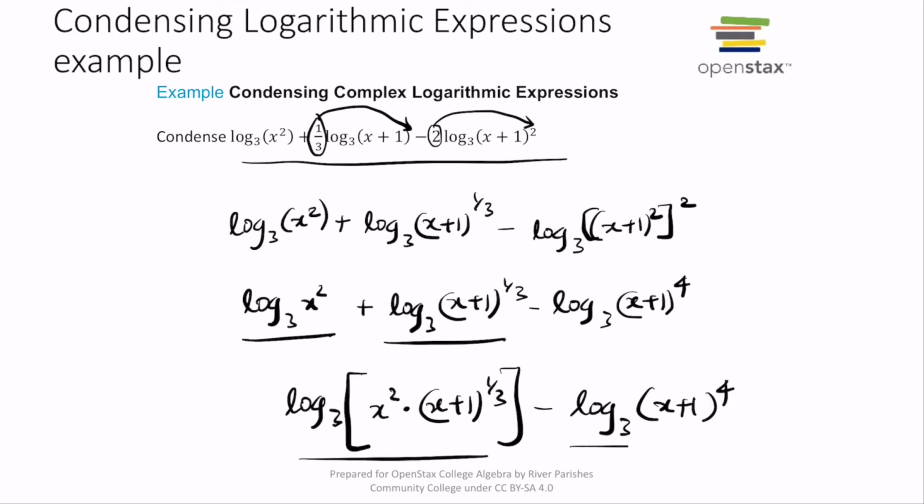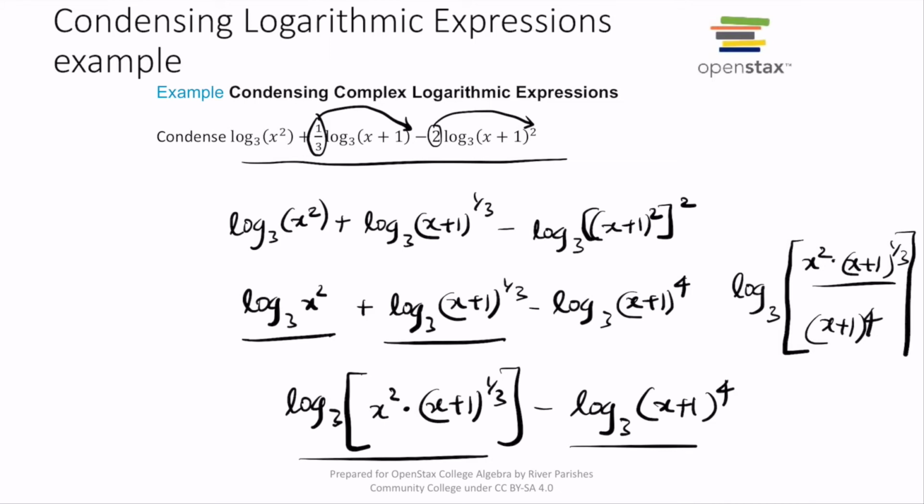Notice that these two are subtracting each other, so use the quotient rule, so that becomes log base 3 of x square times x plus 1 whole to the power 1 by 3 by x plus 1 whole to the power of 4. So this is your final answer. So this is how you can solve for the final answer.